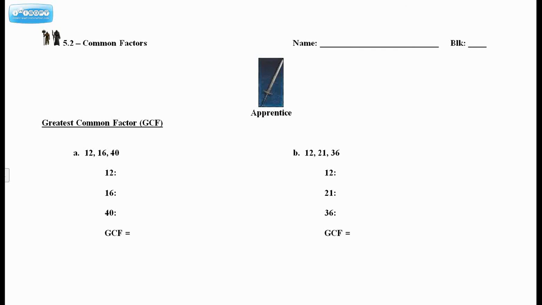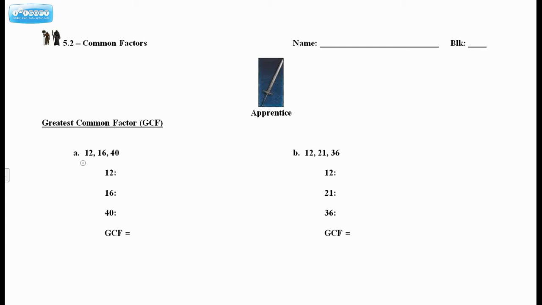Chapter 5, Section 2, Common Factors, Apprentice. Though we are going to be talking about common factors, pretty much always we're actually going to be looking for what's known as the greatest common factor, or the GCF. And you definitely would have worked with greatest common factor before, but a little review doesn't hurt. So let's get right to it.